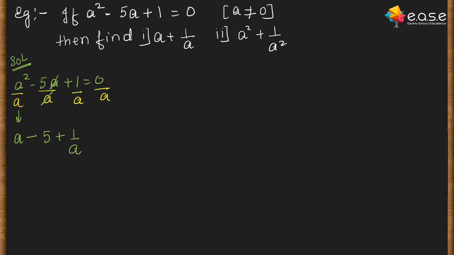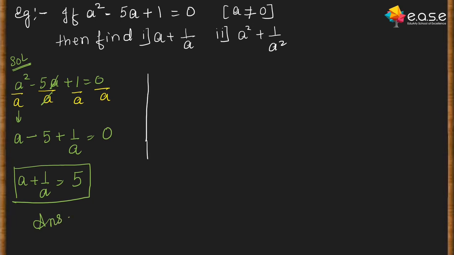Correct? Alright, that means if you take the 5 this side, you will get a plus 1 by a is equal to this 5. This 5 we can shift here, it will become plus 5. Correct? So this is the value of the first question. Right? Okay, now let us see what do we have for the second one. Second one is easy. Now once you know what you've done in the first one, then the second one is literally very easy. So now in the second question, we have to find out a square plus 1 by a square.